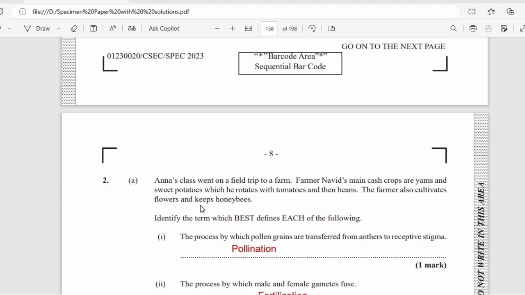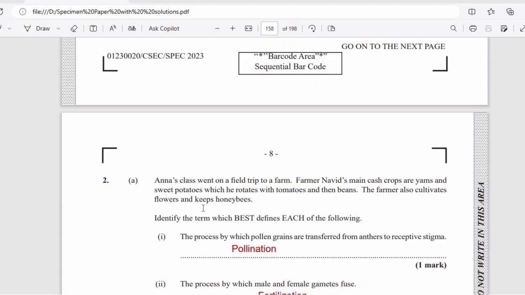So let's move on to question 2. So we're completing question 1, we're at 2. It says Anna's class went on a field trip to a farm. Farmer Navid's main cash crops are yams and sweet potatoes, which he rotates with tomatoes, then beans. The farmer also cultivates flowers and keeps honeybees. Identify the term which best defines each of the following.